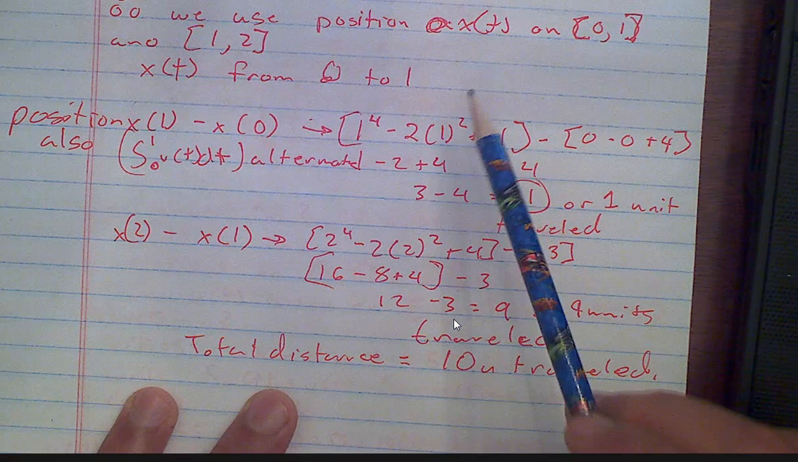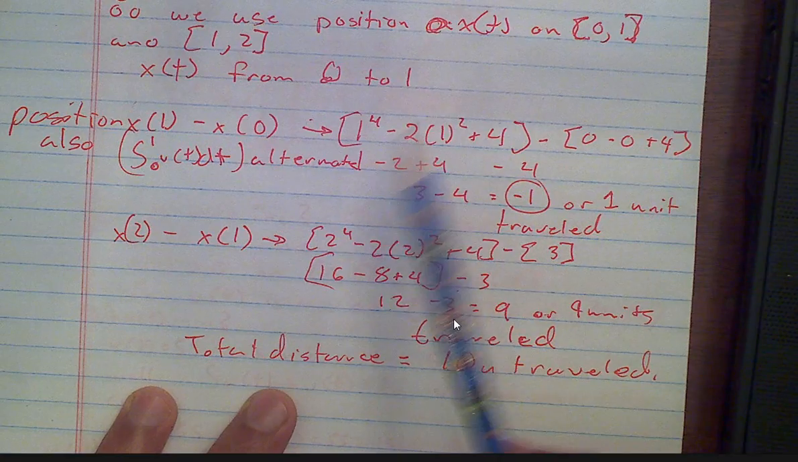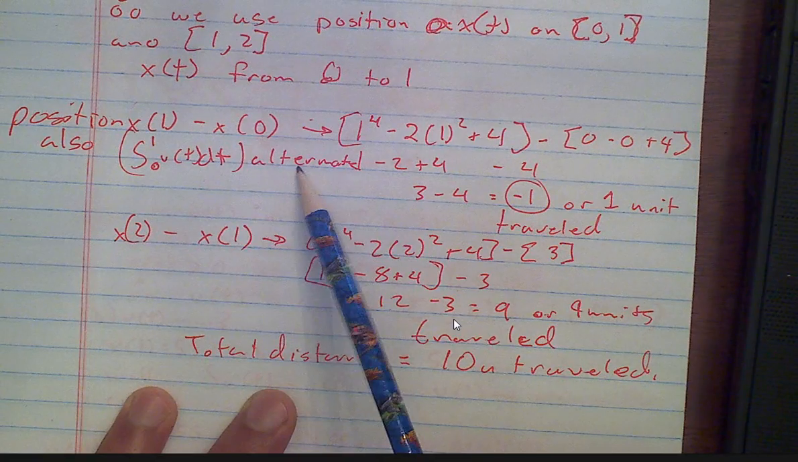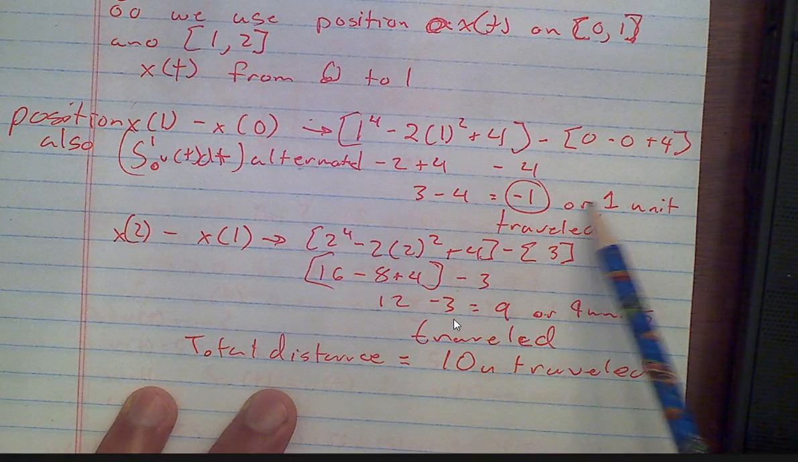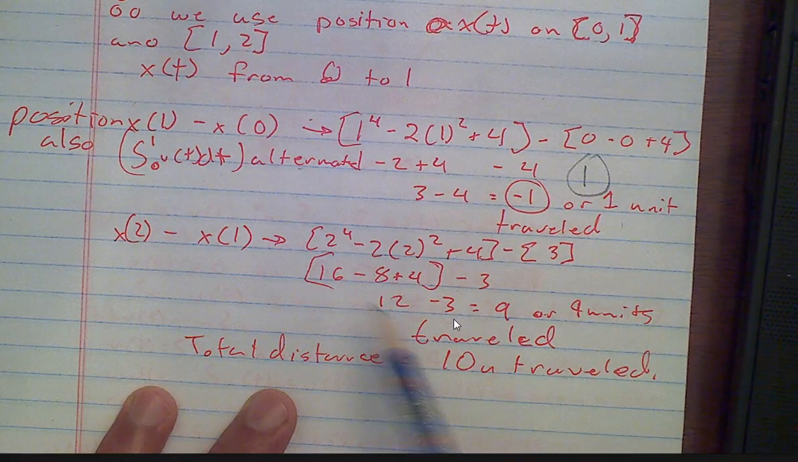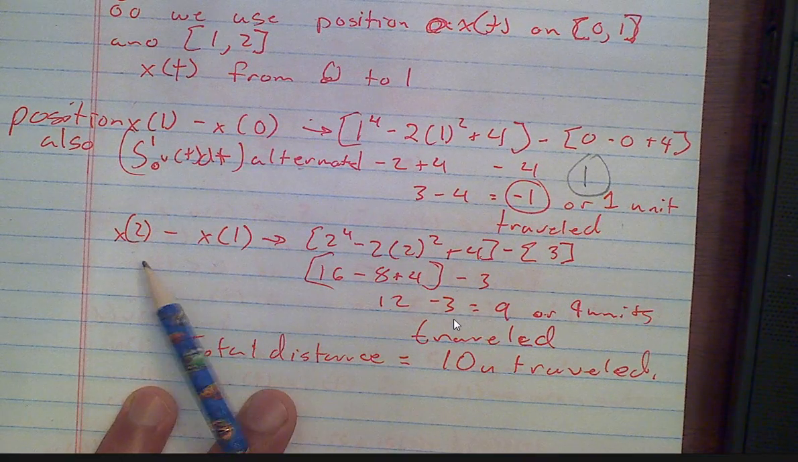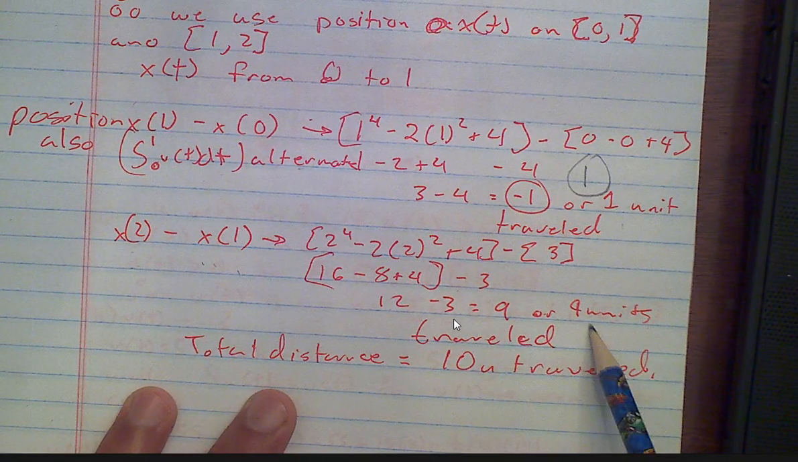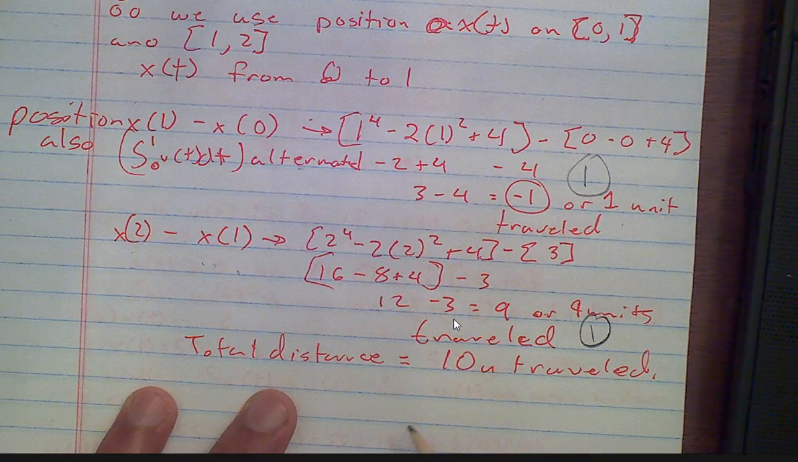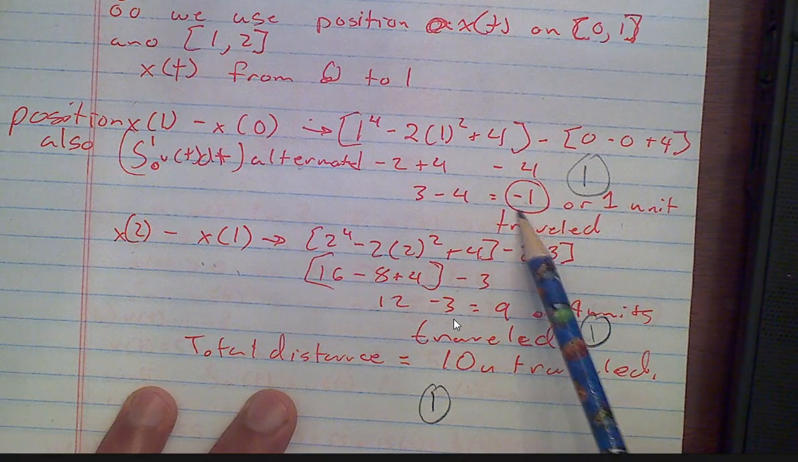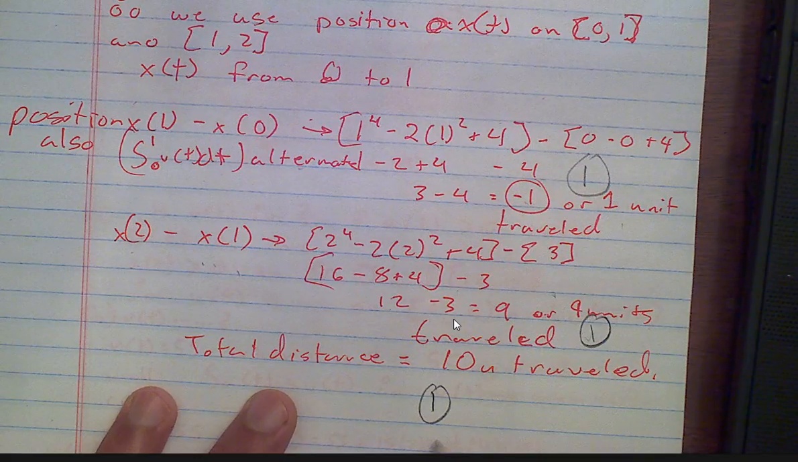Alright, so we want to find the position from 0 to 1. You could use the integral of velocity from 0 to 1. That's the alternate way. But when you work it out, you get -1, so 1 unit traveled. Okay, that's a point. Finding the position from 1 to 2, taking the position at 2 and subtracting the position at 1, you get 9 units traveled, so that's a point. And for the total distance, we don't subtract these; we make all our distances absolute values, so it's just 10 units. That's a point.